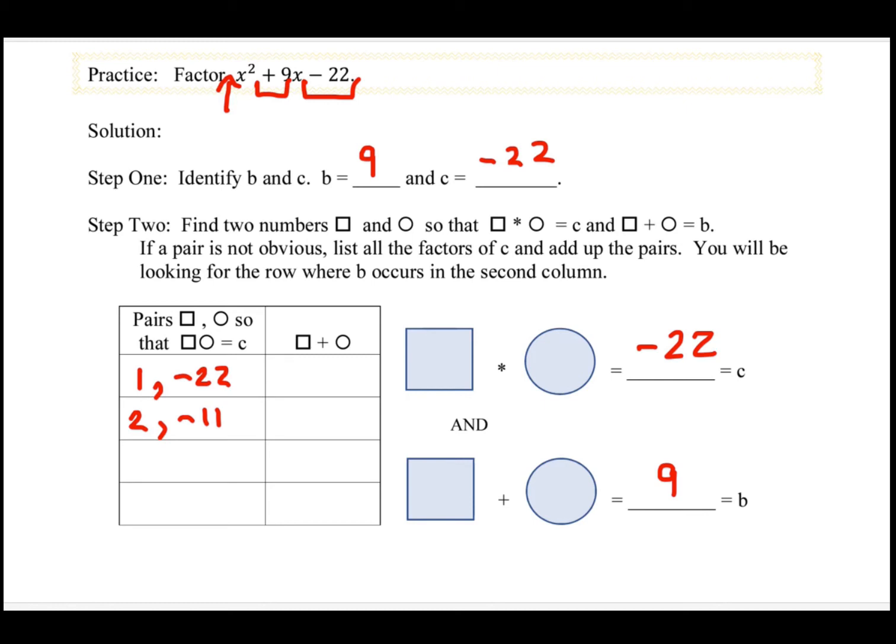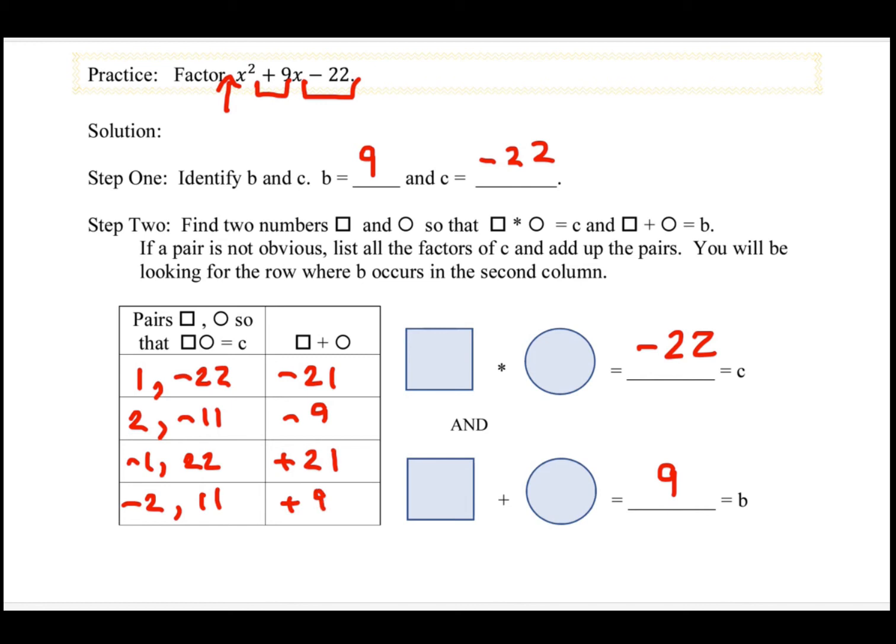In this problem, I'll go ahead and try changing signs. So I can use negative 1, and that goes in 22 times. And I can use negative 2, and that's going to go in positive 11 times. So I'm out of options. So now I'm going to go through and add all of these together. So 1 plus negative 22 is negative 21. 2 plus negative 11 is negative 9. Negative 1 plus 22 is positive 21. And negative 2 plus 11 is positive 9.